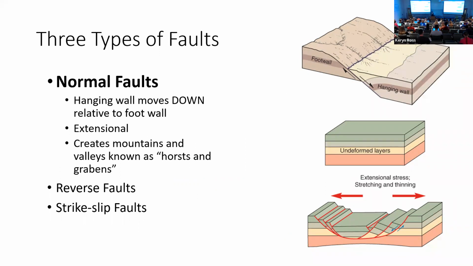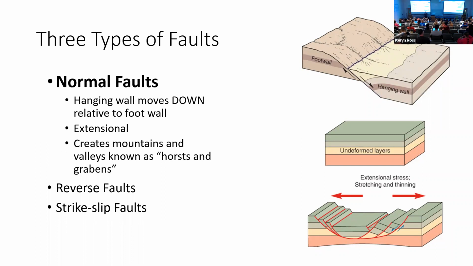In a normal fault, the hanging wall moves down relative to the foot wall. One way to look at this is to put your hands together like this. Which one is the foot wall? The lower one is the foot wall. Which one is the hanging wall? The upper one is the hanging wall. When you move the hanging wall down relative to the foot wall, it slides down your hand. So everybody do that and get that feel.